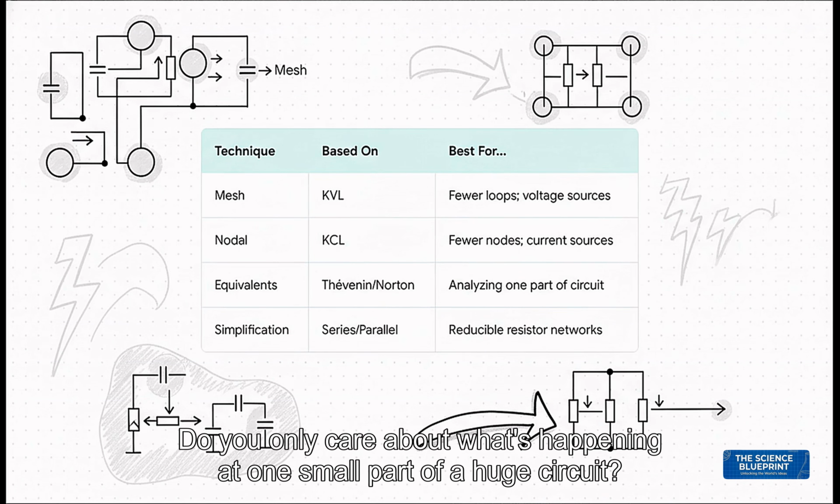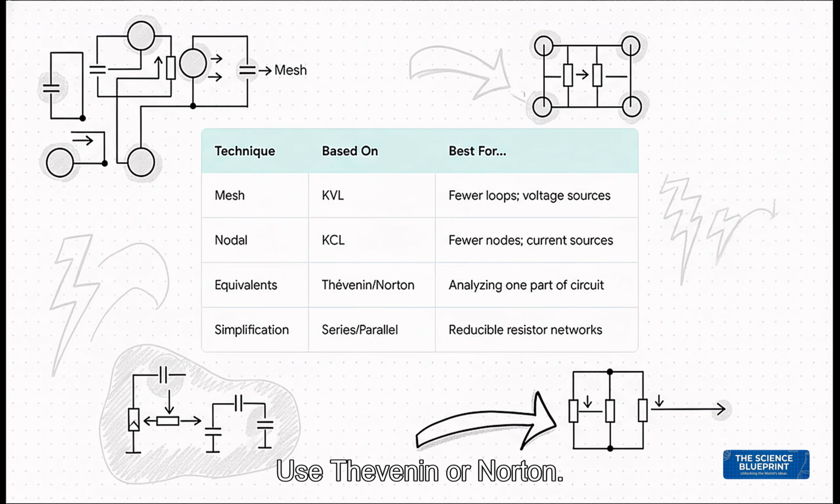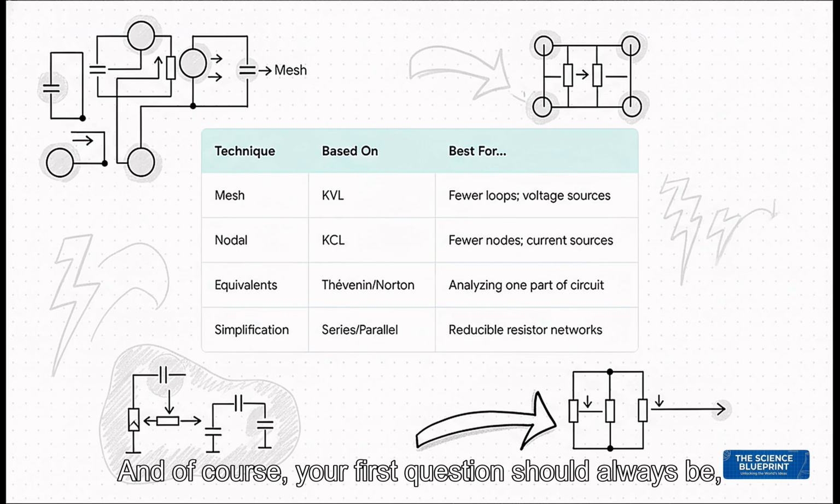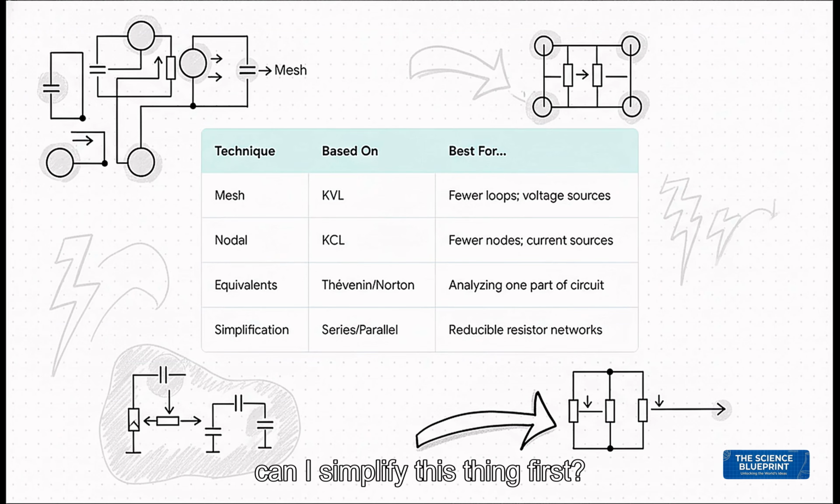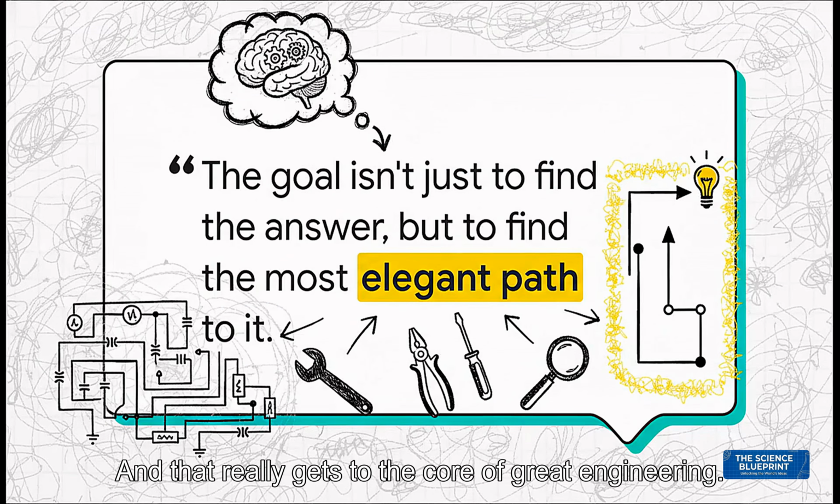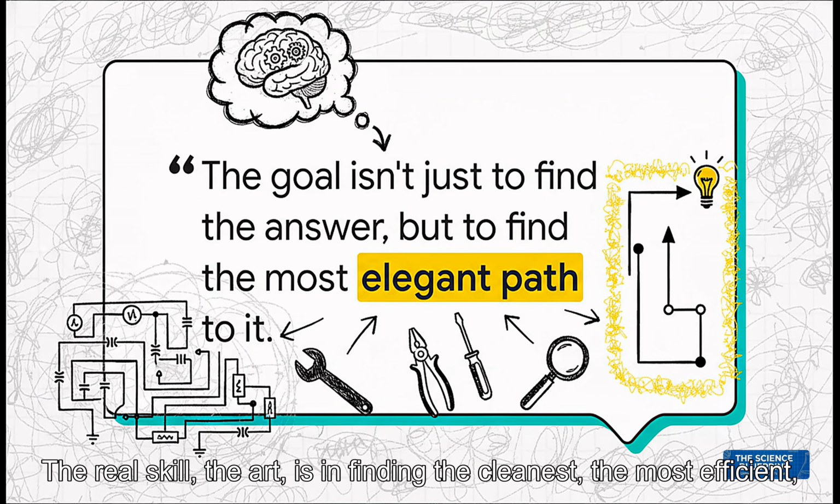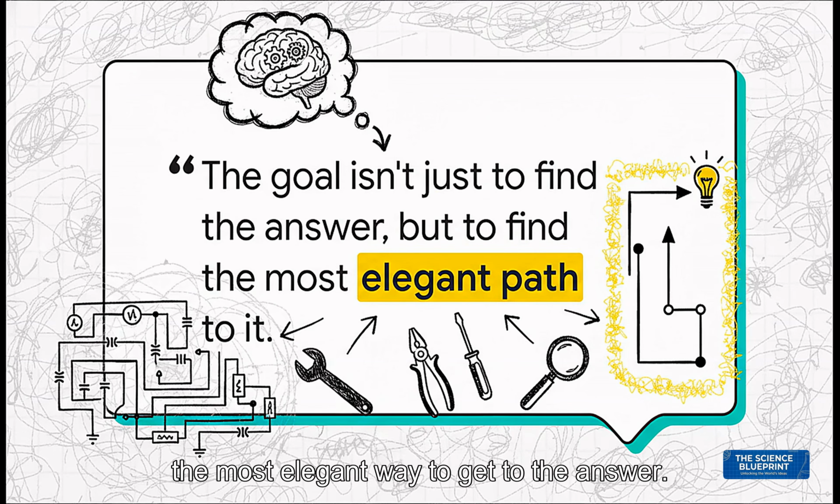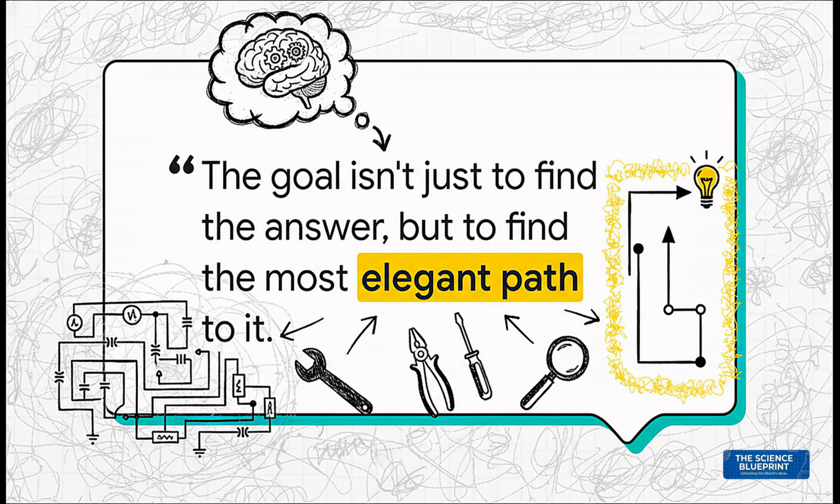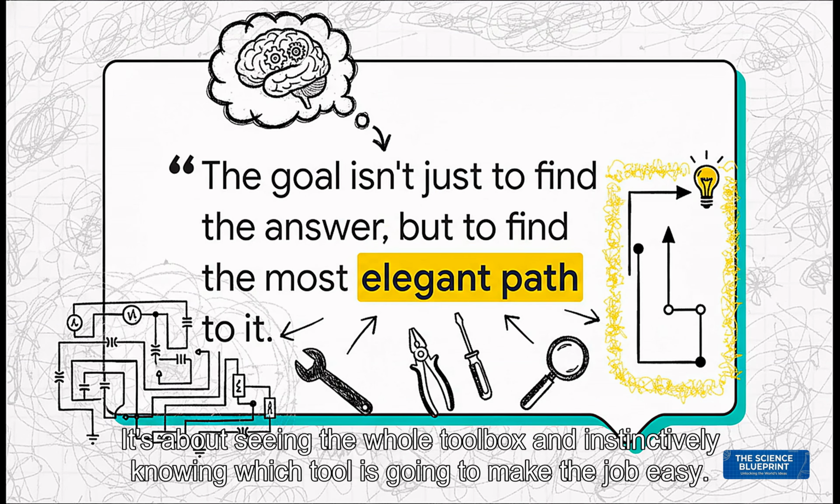Do you only care about what's happening at one small part of a huge circuit? Don't solve the whole thing. Use Thevenin or Norton. And of course, your first question should always be, can I simplify this thing first? And that really gets to the core of great engineering. You know, anyone can eventually solve a problem if they just throw enough time and brute force at it. The real skill, the art, is in finding the cleanest, the most efficient, the most elegant way to get to the answer. It's about seeing the whole toolbox and instinctively knowing which tool is going to make the job easy.